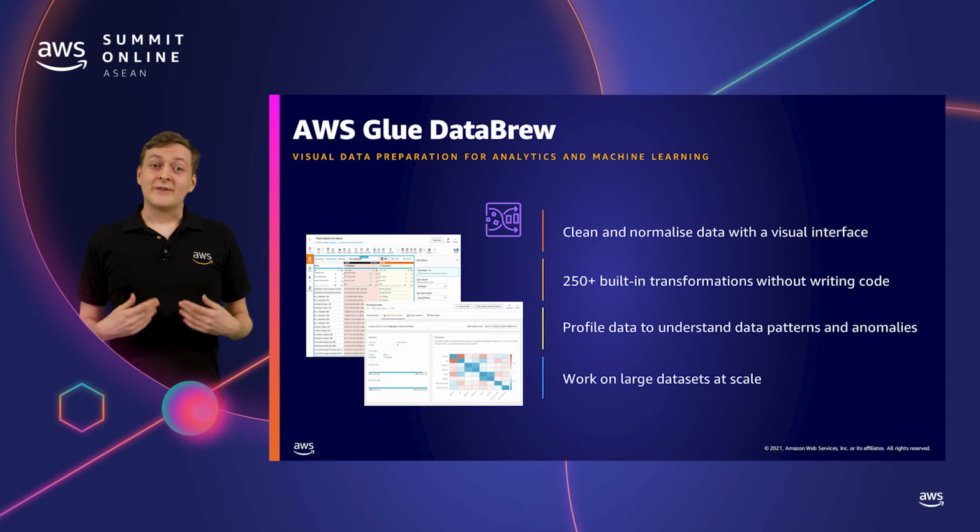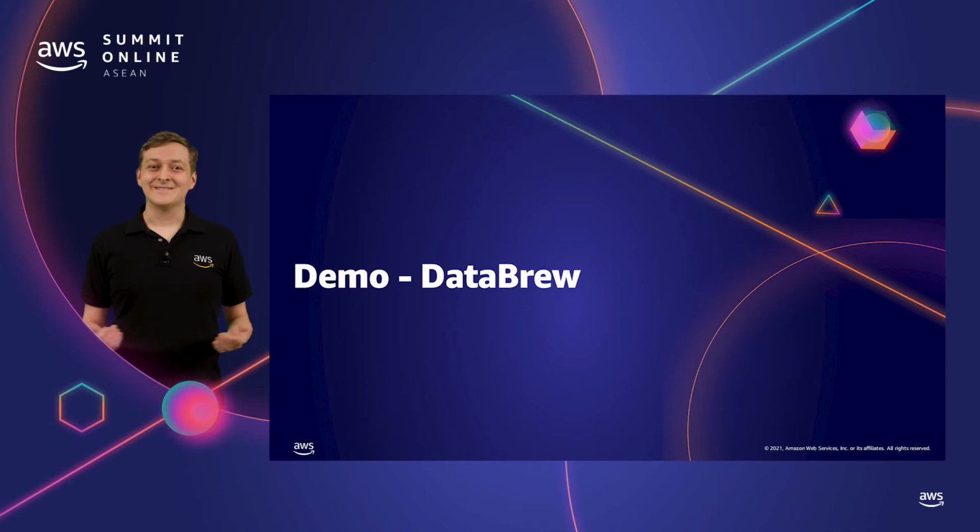You can then run profiling jobs to analyze statistics and correlations over either a sample subset or the entire dataset, and launch visual interactive sessions to explore the data and build transformation recipes without writing any code. These recipes can then be used and reused to run distributed, serverless transformation jobs, including tracking of recipe versions, job executions, and data lineage. Enough slides though, let's see it in action.